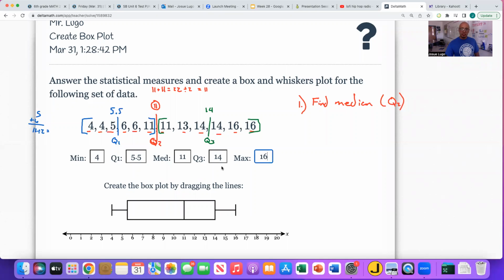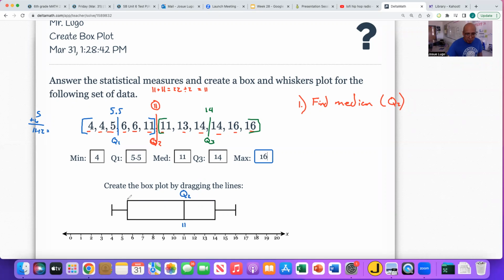Please remember, ladies and gentlemen, that Q2, or the median, is right here. The line inside the box will always be the median, and here it happens to be 11. That means half of the data points are going to be 11 or more, and that's exactly what we see here. See how these 6 are 11 or more, and half of them are going to be 11 or less, and that's exactly what we see up here.